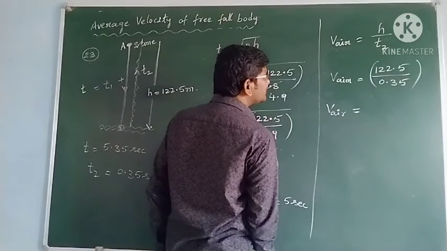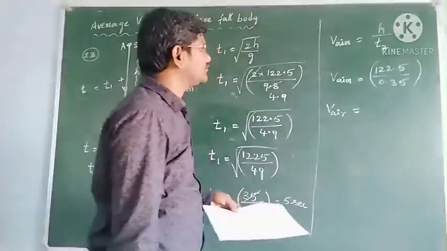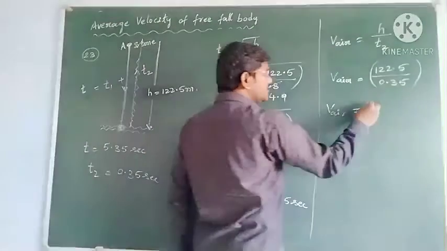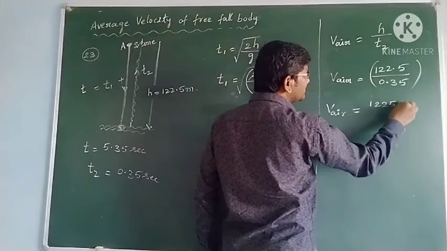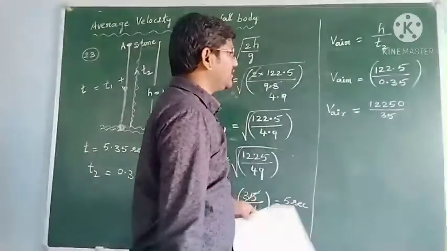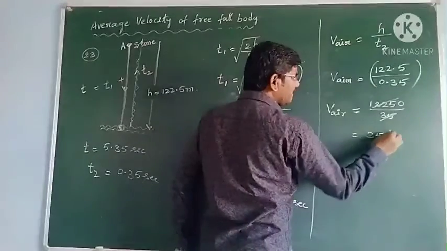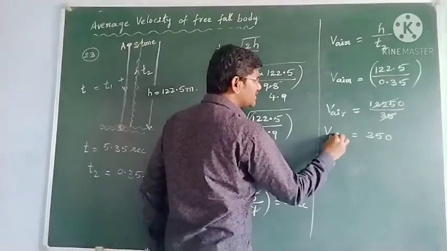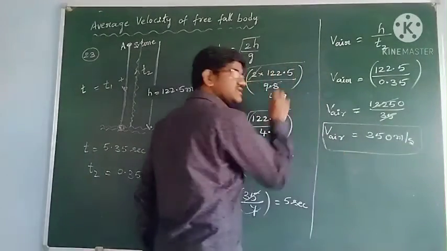Velocity of sound in air. After the decimal I have 2 digits, so I'm multiplying with 100 and dividing with 100. While multiplying with 100, 12250 by 35. Okay, students. Then we know that if you cut it you will get 350. So velocity of sound in air you are getting 350 meters per second. This is the velocity of sound in air.